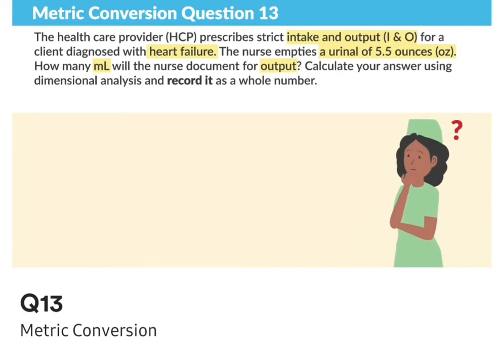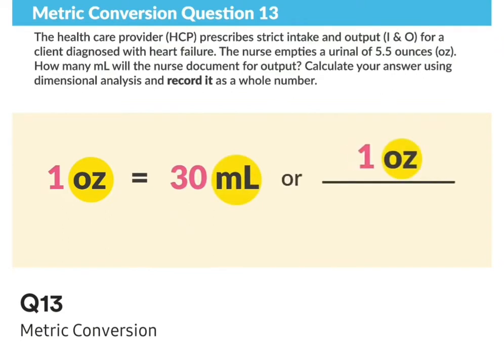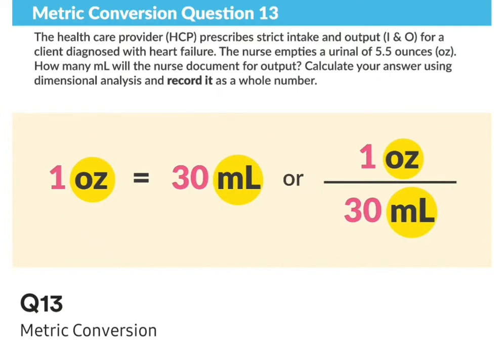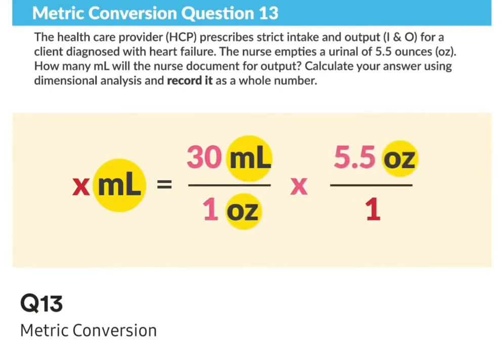So first things first, what do you know? You know that 1 ounce equals 30 mLs, right? Or basically 1 ounce over 30 mLs. And what are we trying to solve for? Well, we're trying to solve for X mLs. So let's set up the equation. 30 mLs over 1 ounce times 5.5 ounces, which was given to us in the question.